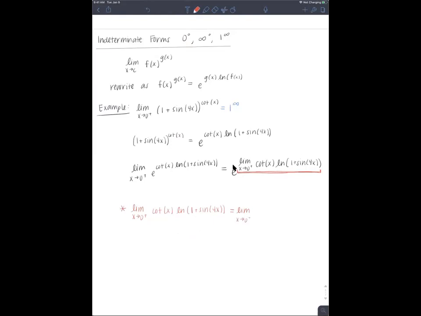So here, ln of 1 plus sine of 4x over, not cotangent, tangent. And then when I try and plug 0 into here, you end up getting 0 over 0. And so now I can use L'Hopital's rule.